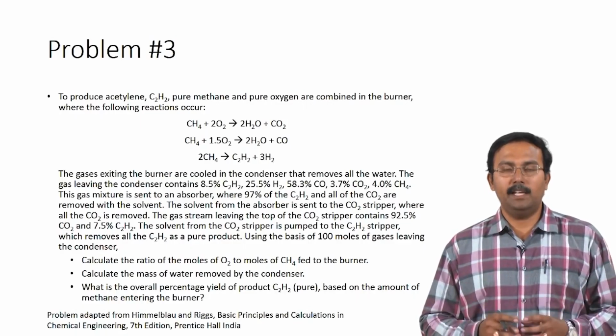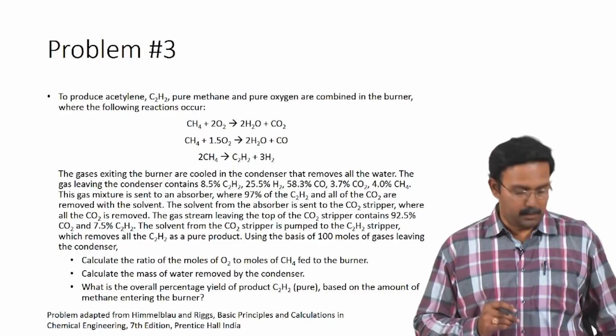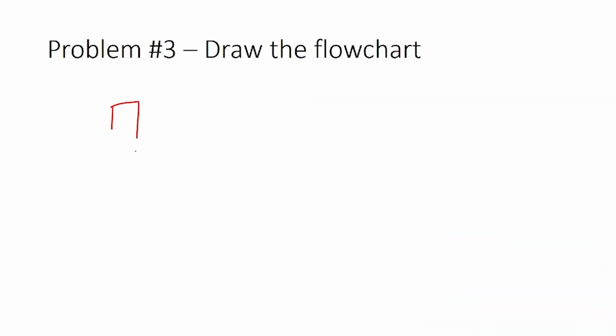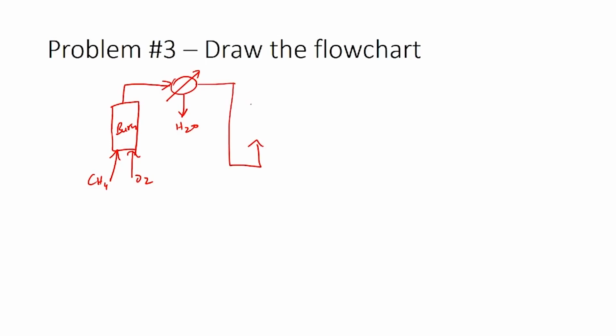Let us try to gather all the information and draw the flow chart for this system. The problem statement gives us that there is a burner to which methane and oxygen are fed. So, the reactions which have been stated happen within this burner, which is the reactor, and the gases which come out are sent to a condenser. In this condenser, all the water vapor which is leaving the burner is removed as liquid water. The non-condensable components are then sent to an absorber.